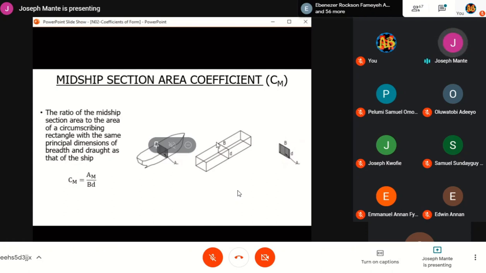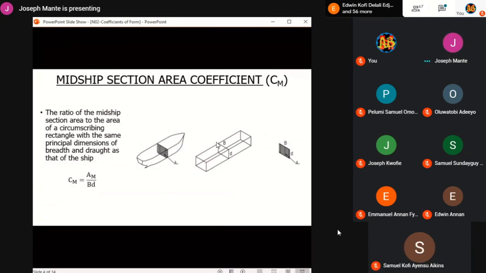Then you go to the midship section area coefficient, which is denoted by CM, subscript M. It is the ratio of the midship section area to the area of a circumscribing rectangle with the same breadth and draft as that of the ship. So when you get to the midsection of the ship, like the middle of the ship, you have to calculate the area of that section. So for instance, the building that you are in, you can calculate the area of that room, is that not it? You'll be able to, because you only have length, breadth, and width. So you'll be able to calculate the area.